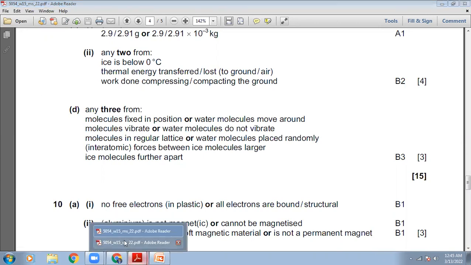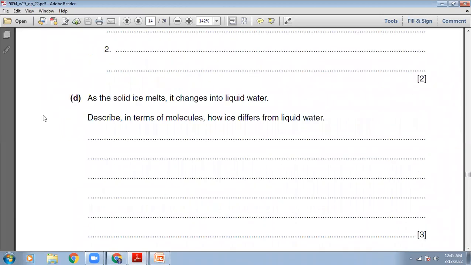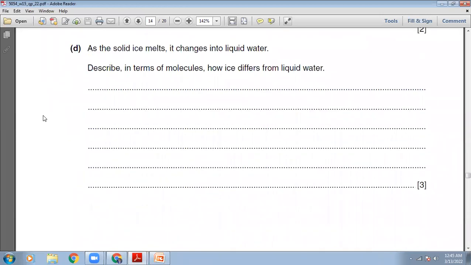Then the next question, and it's the D part of the question number 9. As the solid ice melts, it changes into liquid water. Describe in terms of molecules how ice differs from the liquid water. You see, in the ice, the molecules are in a regular pattern on a lattice, and in the ice, the molecules remain in their fixed positions, and they only vibrate about their fixed positions.